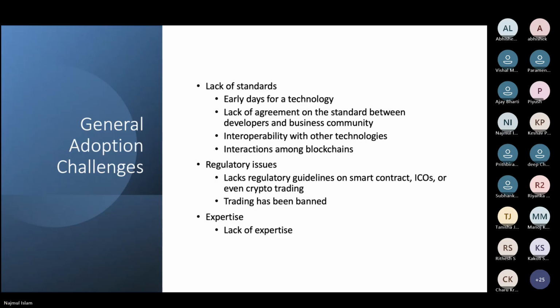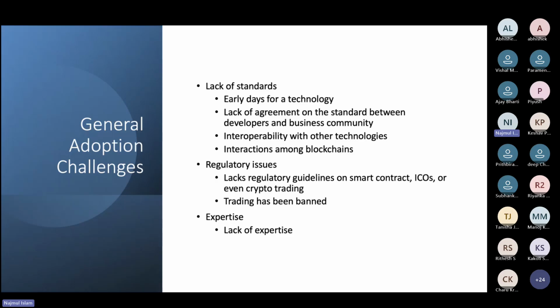You can observe regulatory issues because this technology arena is going so fast. It is very difficult from the regulation point of view to regulate those things. So there is a lack of regulatory guidelines, for instance in smart contracts. In 2017, ICOs, or initial coin offerings, were very popular, but later those were banned. Even crypto trading was banned in some countries. So regulatory bodies are always lacking, and standardization bodies are also lacking.